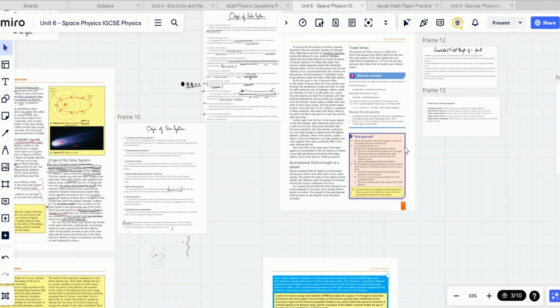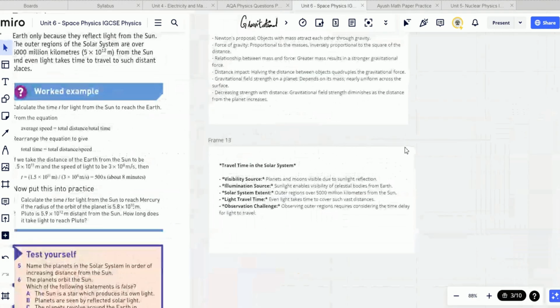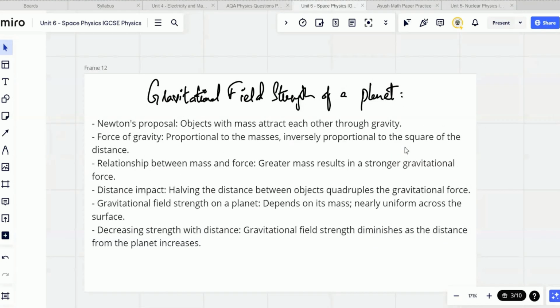Alright, so in our last lecture, we discussed the origin of the solar system. Today, we will be talking about the gravitational field strength of a planet. According to Newton, objects with mass attract each other through gravity. So, the force of gravity became what? Proportional to the masses, and inversely proportional to the square of the distance.